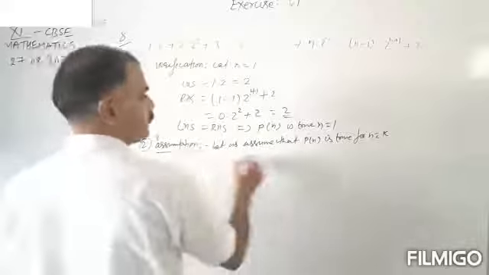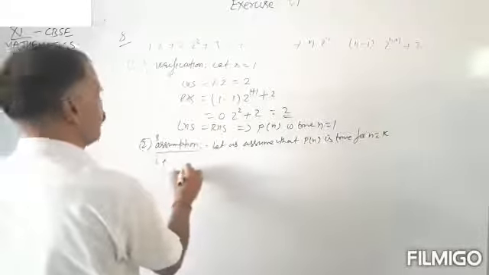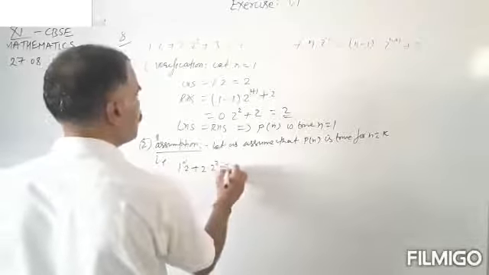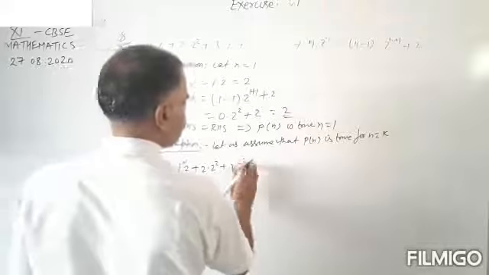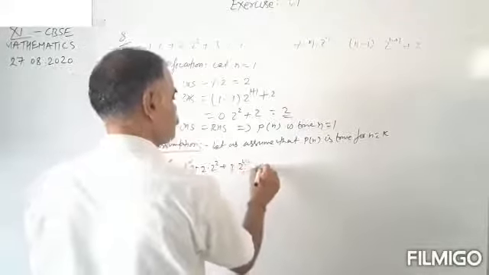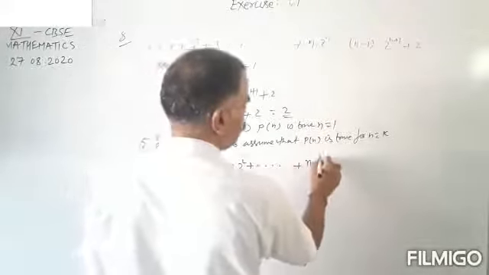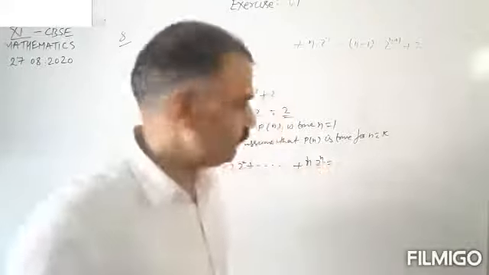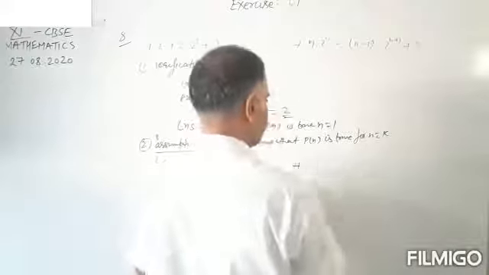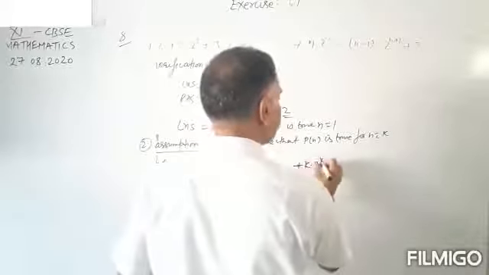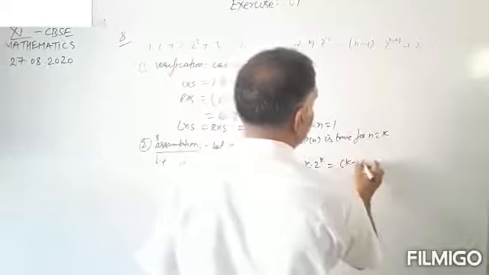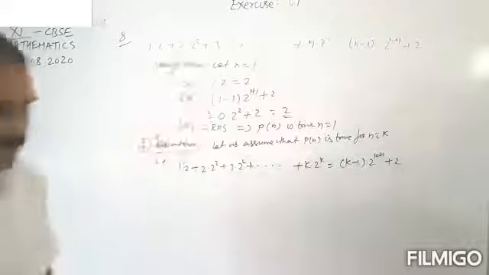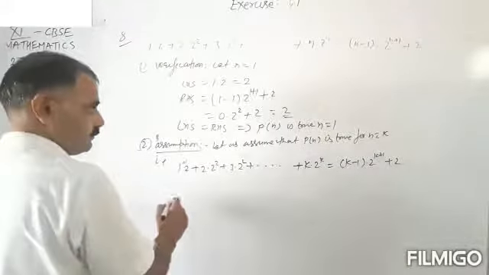That is why 1 multiplied by 2 plus 2 multiplied by 2 square, plus 3 multiplied by 2 square, plus and so on, plus n multiplied by 2 to the power n, equals k multiplied by 2 to the power k, equals (k minus 1) 2 to the power (k plus 1) plus 2. Okay, so this is true.